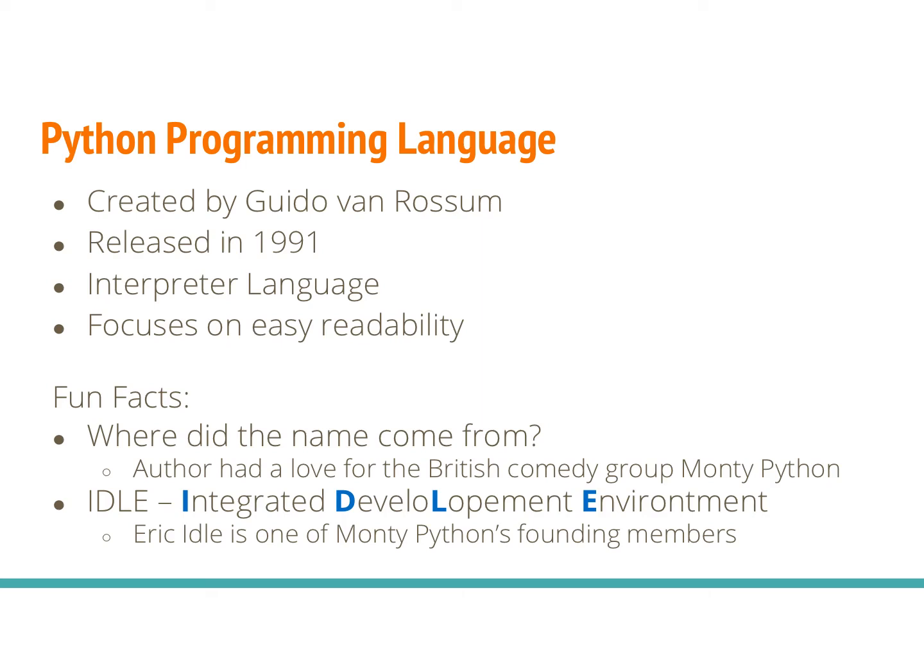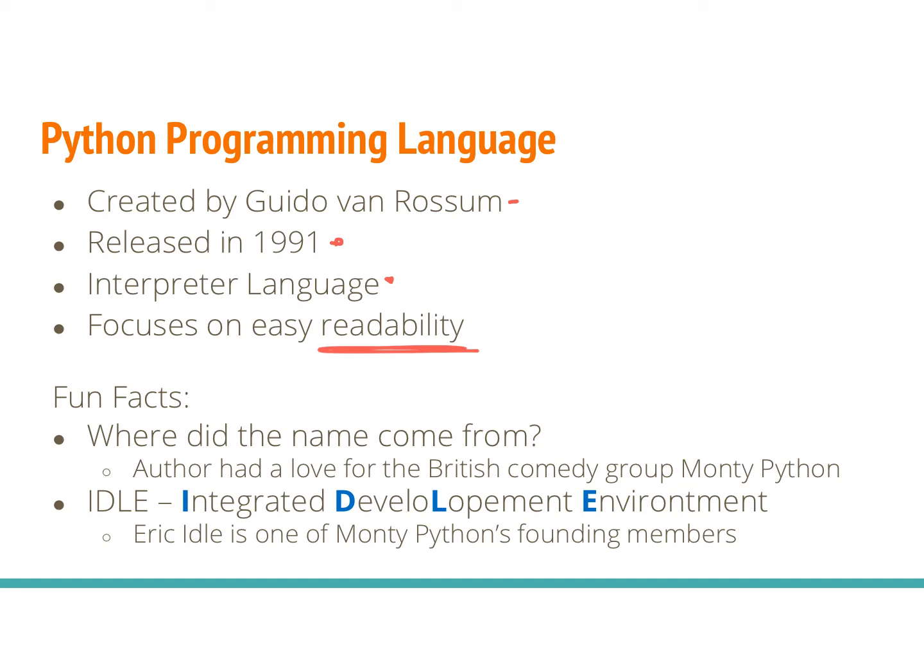It was created by a man named Guido van Rossum, and it was released in 1991, so it's only been around for about 30 years. It's an interpreter language, as we talked about on the previous slide, and it focuses on easy readability, and that's why people really like to use it. It's just easy to read, easy to figure out what it's supposed to do, easy to write, because it is easy for programmers across the board to use and read.